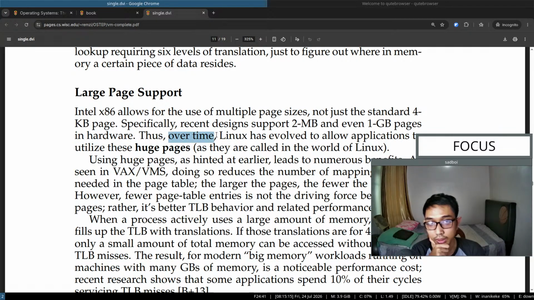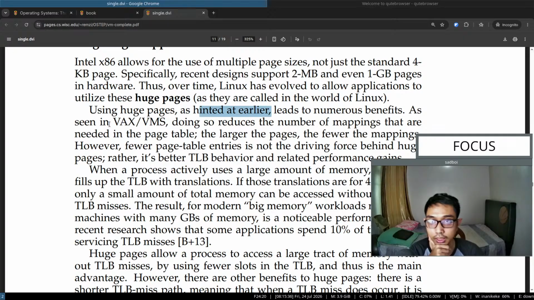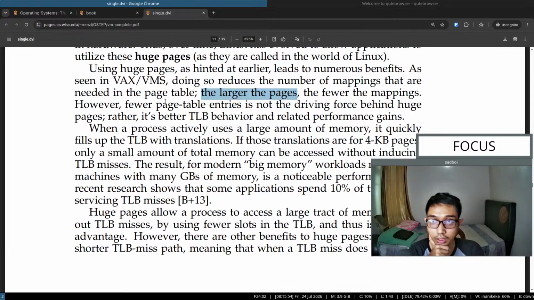Thus, over time, Linux has evolved to allow applications to utilize these huge pages, as they are called in the world of Linux. Using huge pages, as hinted at earlier, leads to numerous benefits, as seen in VAX/VMS. Doing so reduces the number of mappings that are needed in the page table. The larger the page, the fewer the mappings.